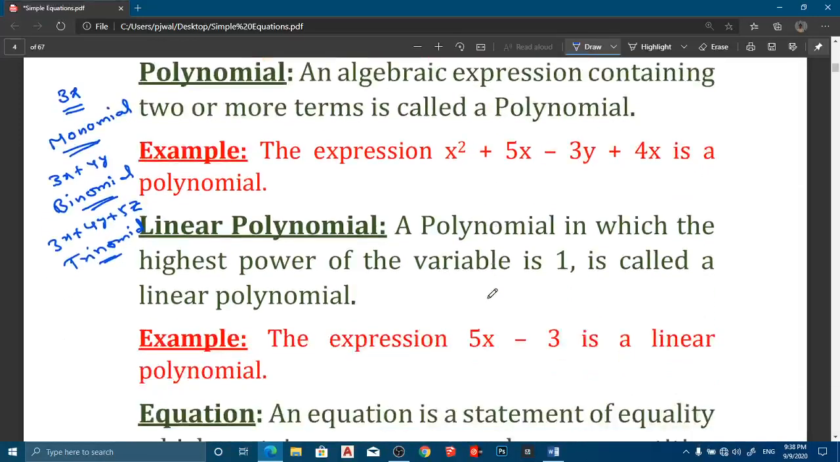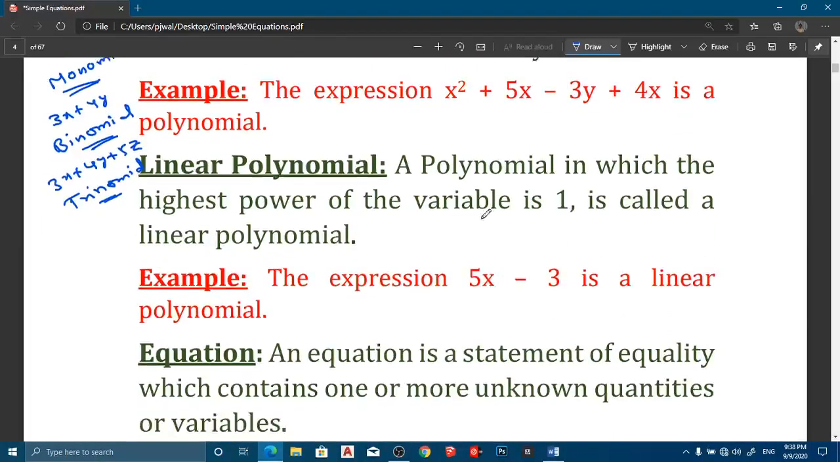Next one is linear polynomial. A linear polynomial means a polynomial in which the highest power of the variable is 1. Here you see the variable is x. What is the power of x here? Only 1. If the highest power of the variable is 1, this total expression is called a linear polynomial. Observe the previous one, the highest power of the variable is 2 there. This is not a linear polynomial.